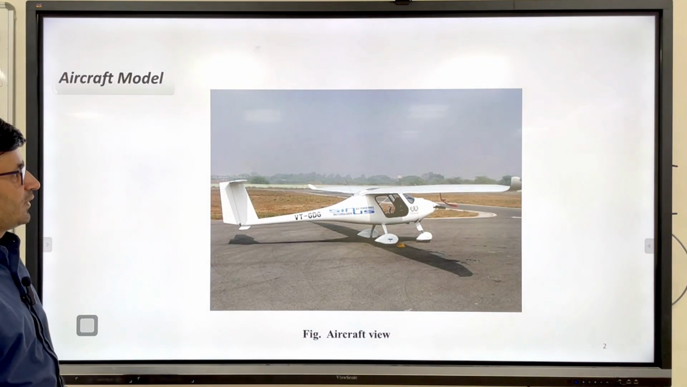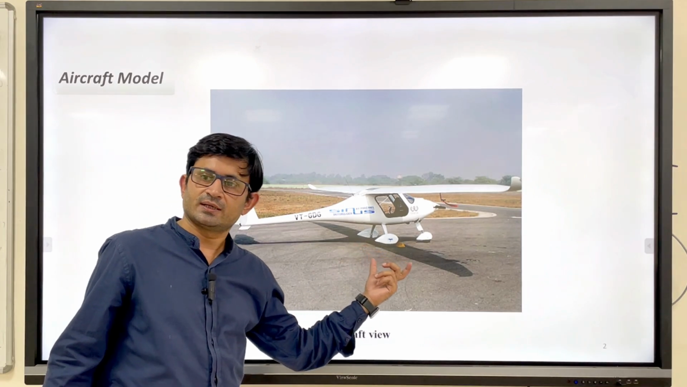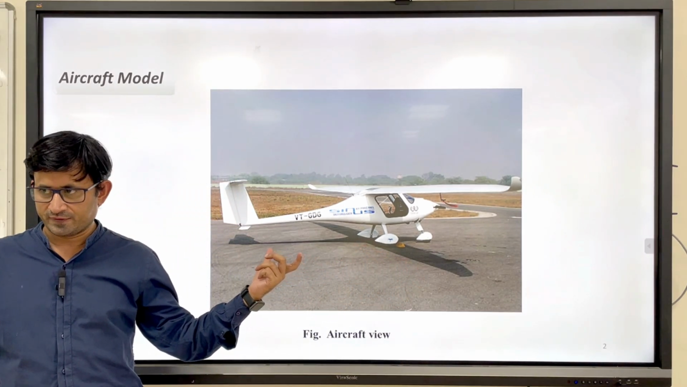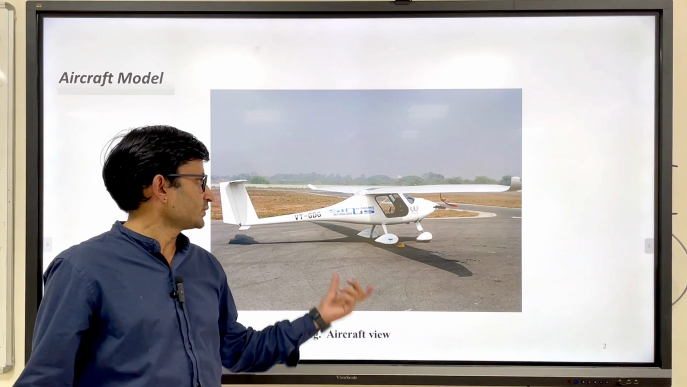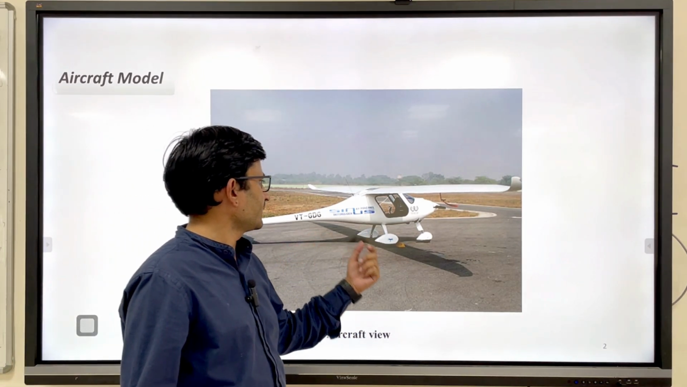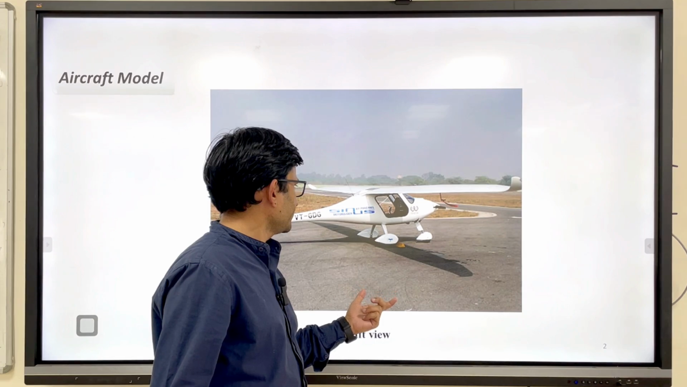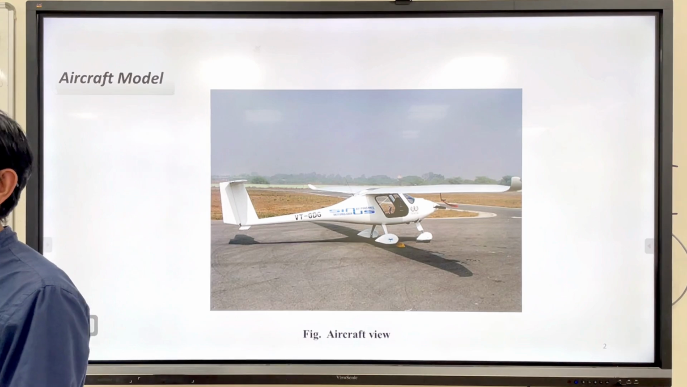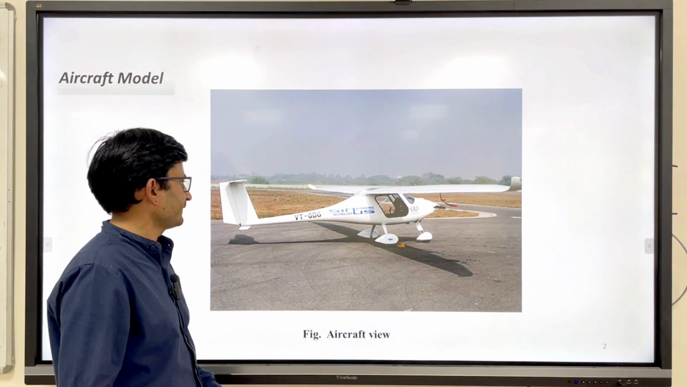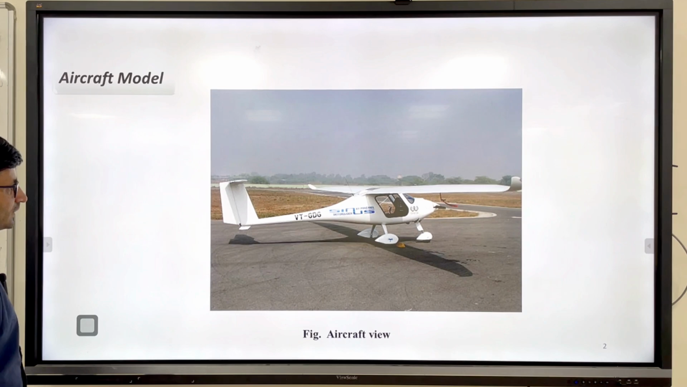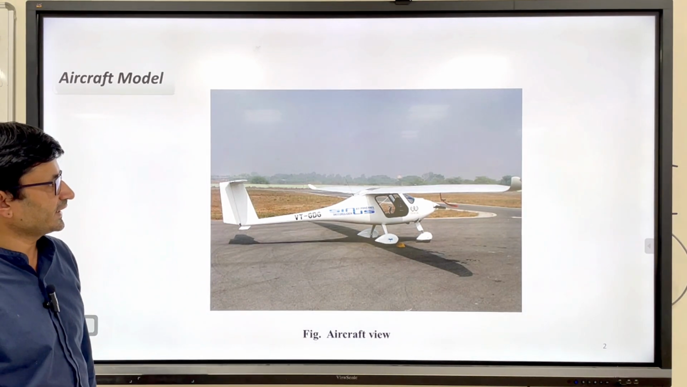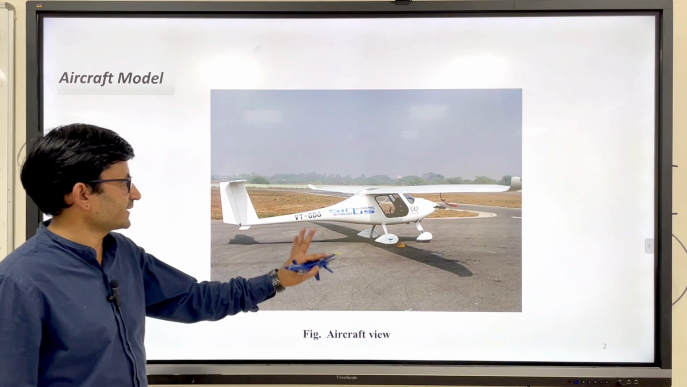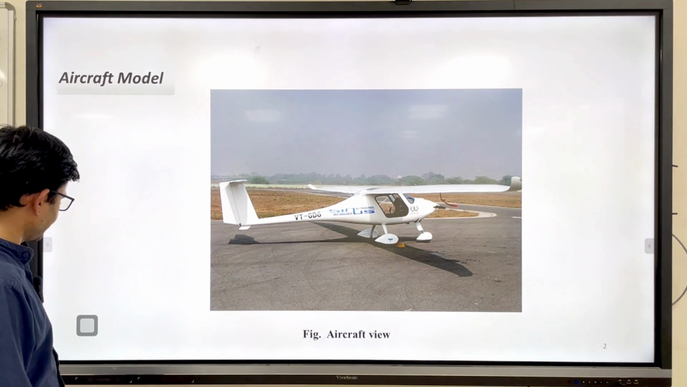So this is the aircraft model we will consider. This is a glider type of aircraft, a power glider. The source is IIT Kanpur. I got the opportunity to sit inside the aircraft and I have taken the flying experience for this beautiful aircraft. So what we will do, we will take this aircraft model and we will try to linearize.